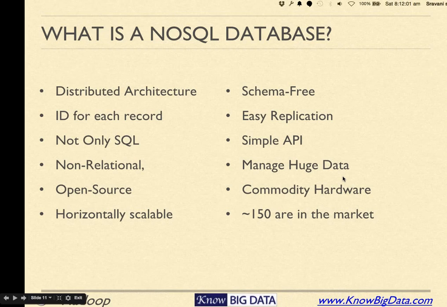So what exactly is a NoSQL database? The most important criterion for being a NoSQL database is the distributed architecture, meaning that it is running on multiple computers. Every NoSQL database is running on multiple computers simultaneously. And when you run something on multiple computers, you of course need an identifier to locate where your record is. If you do not have a marking for each record, you may not be able to distribute effectively.